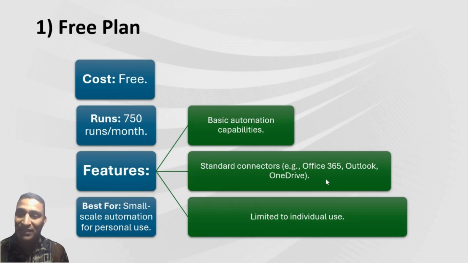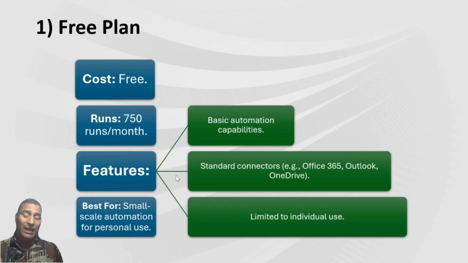What are those limitations? You can see that per month we can execute a flow only 750 times. That is one of the major limitations. For example, if you are designing a functionality using the free plan, you need to make sure that whatever workflow you have designed runs only 750 times.